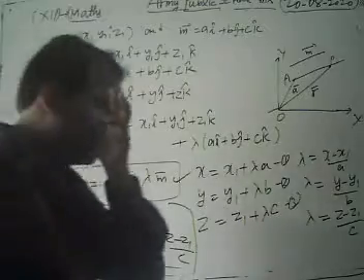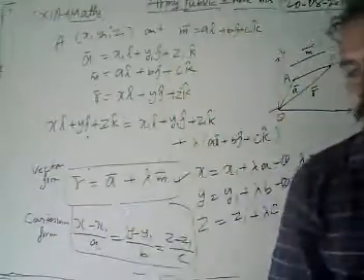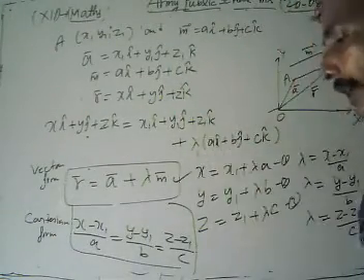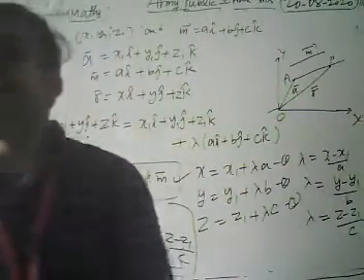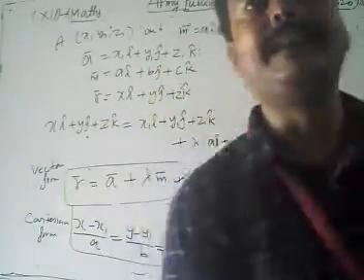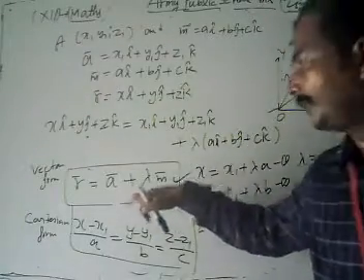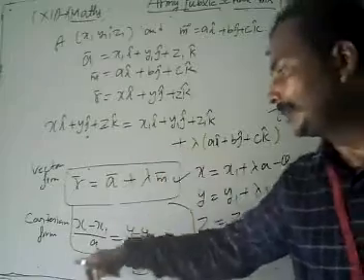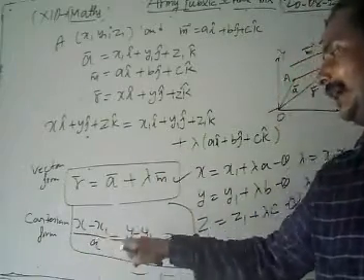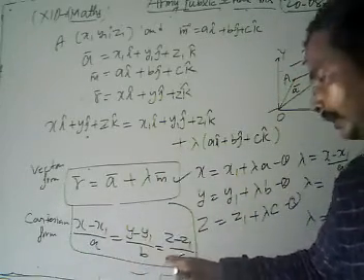In today's class, we have discussed the equation of a line which passes through a fixed point and is parallel to a given line. We formed its vector form, r is equal to a plus lambda m, and the Cartesian form, x minus x1 by a equal to y minus y1 by b equal to z minus z1 by c.